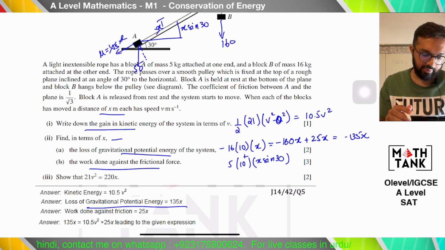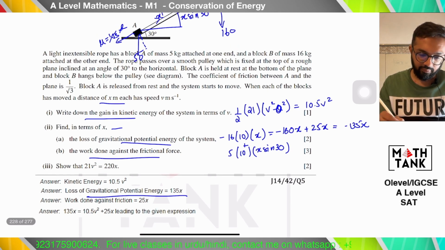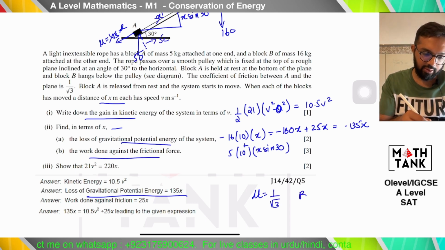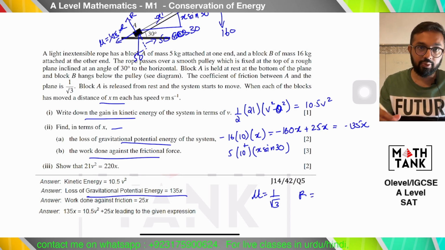The work done against the frictional force. I will have to find the frictional force first. Mu equals 1 over root 3. R is going to be the vertical component here, 50 sine 30, 50 cos 30, and R here as well. So 50 cos 30.